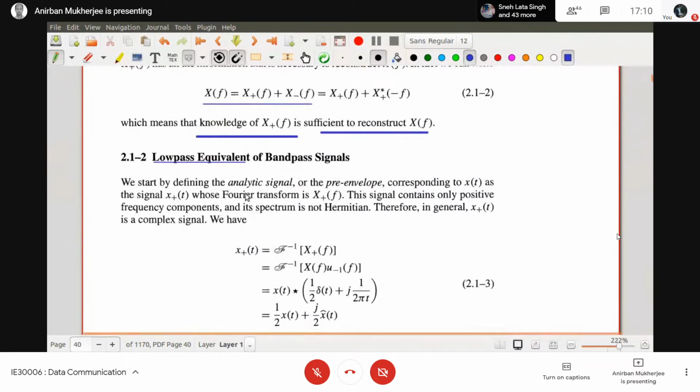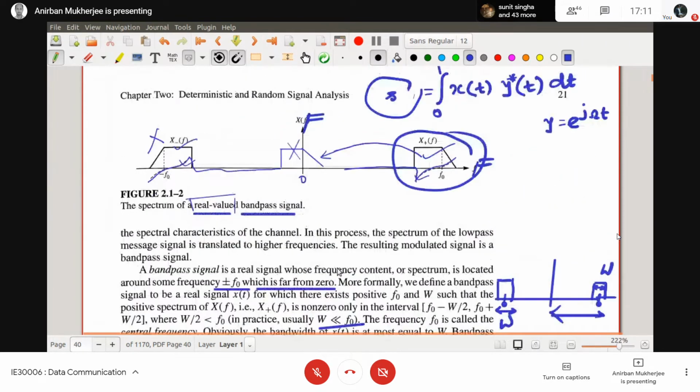First of all, we will define the analytic signal or pre-envelope signal of x(t), where x(t) is the real value band pass signal. This analytic signal or pre-envelope signal is x plus (t), and its Fourier transform is X plus (f). This signal contains only positive frequency components, and its spectrum is not Hermitian. Now x plus (t) means the Fourier inverse of X plus (f), and X plus (f) is only the positive part of the spectrum.